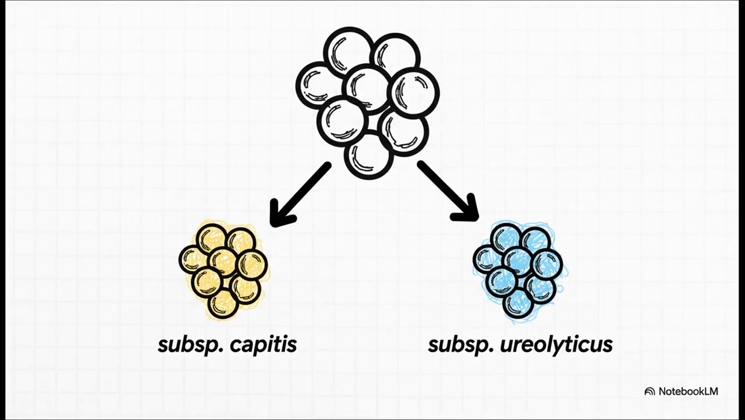Okay, but here's where the story takes a turn. It's not enough to just say Staphylococcus capitis anymore. That's way too broad. We've got to go deeper, because the species is actually divided into two really important subspecies. You've got subspecies capitis, and then you have subspecies urolithicus. And believe me, knowing which one you're dealing with, well, it changes everything.